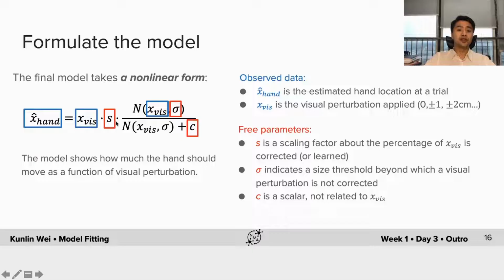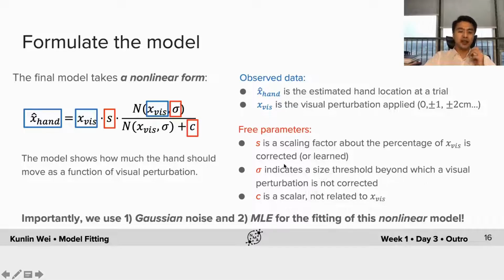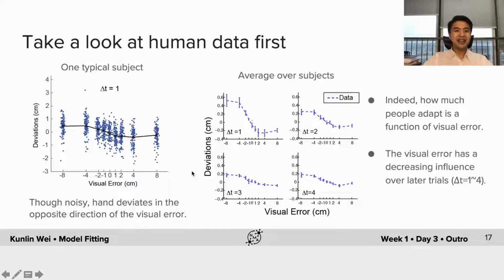So these three free parameters are not known beforehand. They have to be derived from our maximum likelihood estimation. This is exactly what we learned today. As you can see, my model also assumes Gaussian noise. This is why you see a Gaussian sign here. So we can simply use maximum likelihood estimation to derive those free parameters. All right, let's take a look at the human data first.